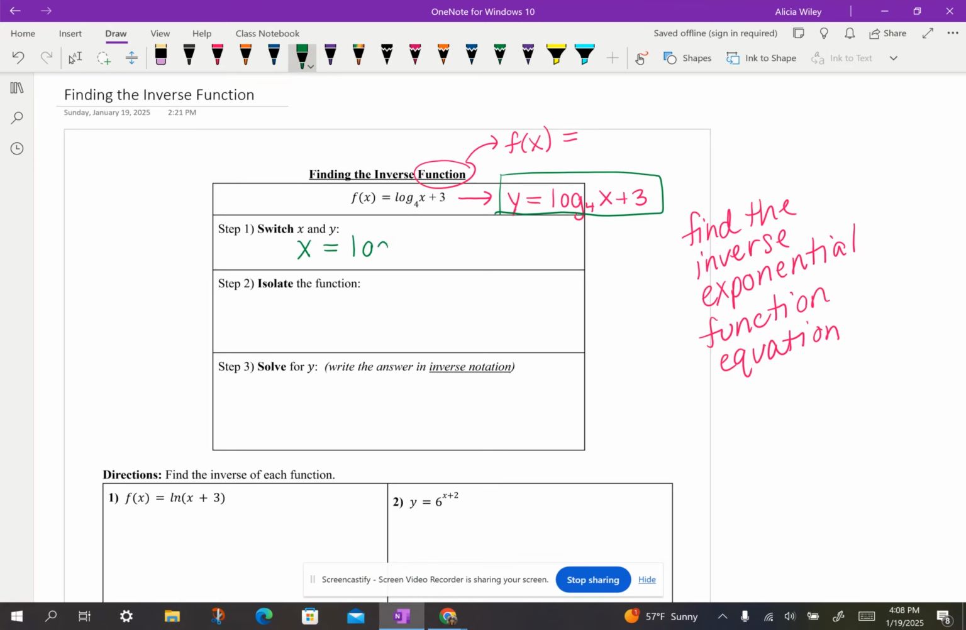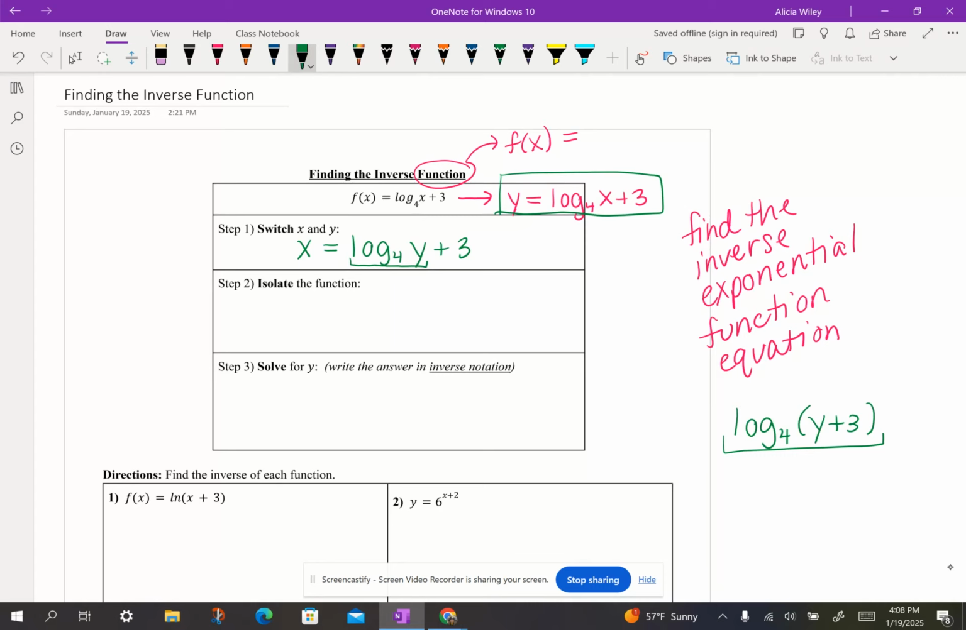It's still log base 4. And instead of an x, remember they switched places, this is going to say y, and then you still have the plus 3. The plus 3 is not attached to the log because it doesn't have a parenthesis. This is log base 4 of y, and then they are adding 3. That would be different than if it was log base 4 of y plus 3, where this is all now one big thing. So pay attention to that.